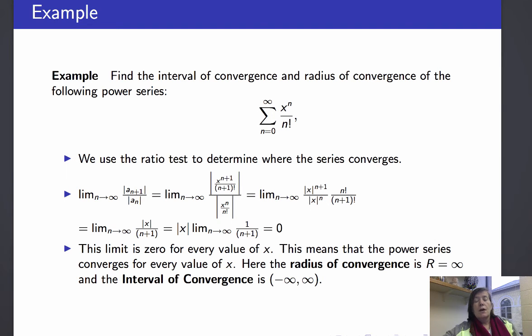And of course, from the ratio test, the interpretation of that 0 means that our series converges for all values of x, no matter what the value of x is, because this limit is 0, which is less than 1. Our power series converges for every x value in the interval from minus infinity to infinity. In this case the radius of convergence is infinity, and the interval of convergence is from minus infinity to infinity.